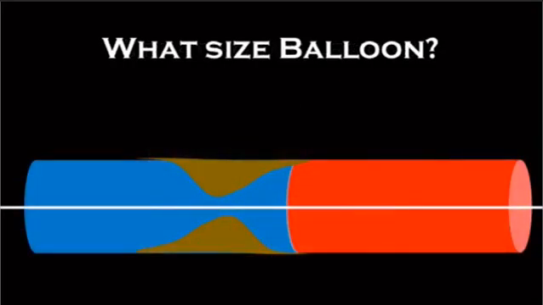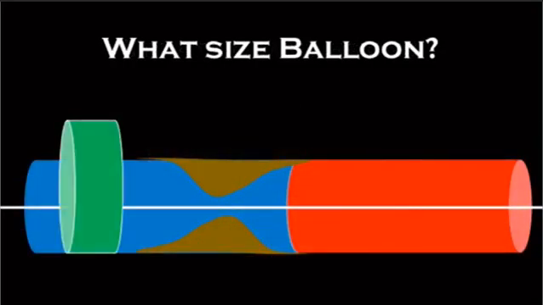So how do you size your balloon? The general rule is that you want the balloon to be 20 to 30% larger than the diameter of a normal vein adjacent to the stenosis. Typically 7 or 8 millimeter diameter balloons are used to treat vascular related stenosis. But that's how you would make a decision.